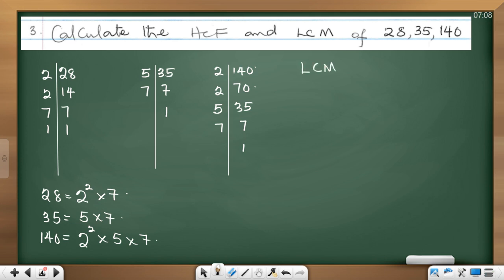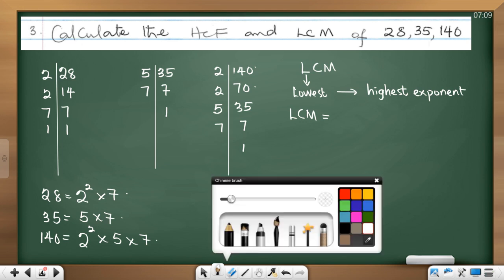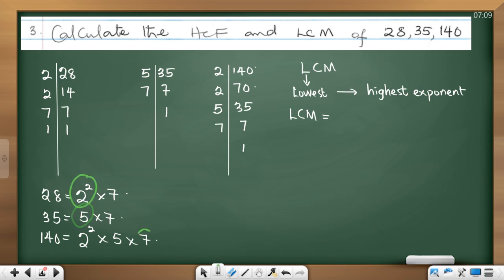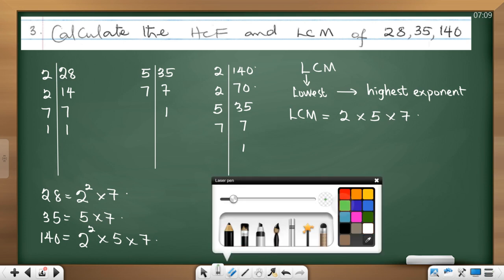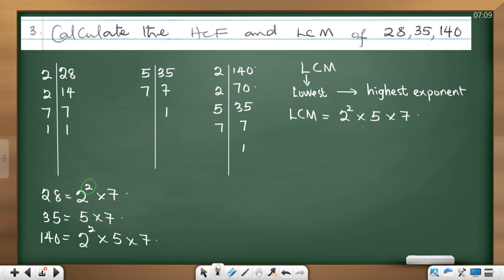Now, LCM. L stands for lowest. But when we are looking for the lowest, we are going to deal with the highest exponent. This is what I'm going to do. I'm going to look at all the prime factors that I have and write each of them down. There is a 2, there is a 5, and there is a 7. So I'm going to write all of them down: 2, 5, and 7. Then I'm going to look for the highest. The 2 with the highest exponent here is a 2. So I'm going to put the highest exponent. 5 is a 1, and 7 is a 1. I'm going to multiply that. That is 4 times 5 times 7. 4 times 5 is 20. And what is 20 times 7? That is 140.